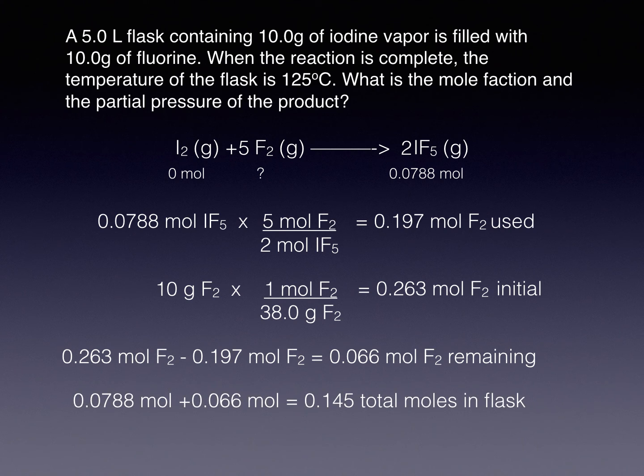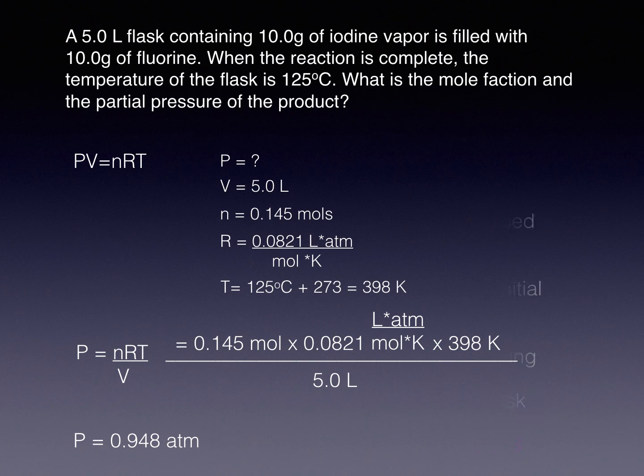The sum of the moles of the iodine pentafluoride and the leftover fluorine equal the total moles in the flask at the end of the reaction. The mole fraction of the iodine pentafluoride is then the quotient of its moles divided by the total. Moving on to the partial pressure.